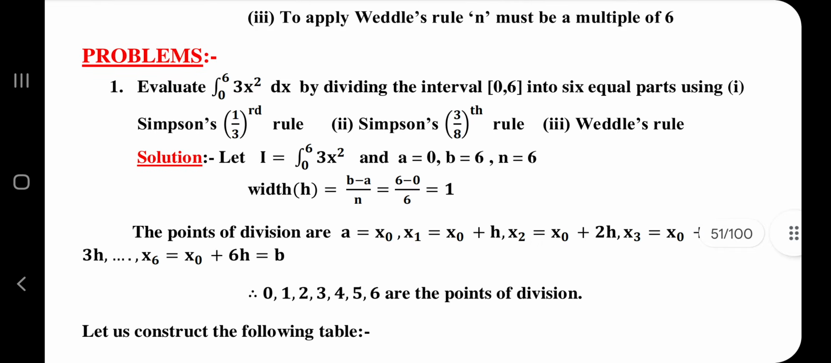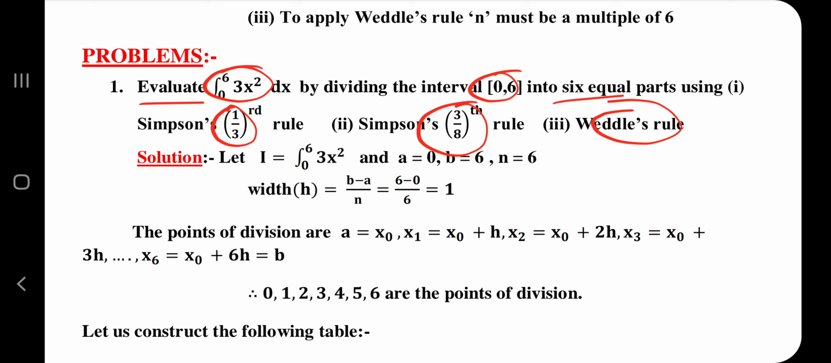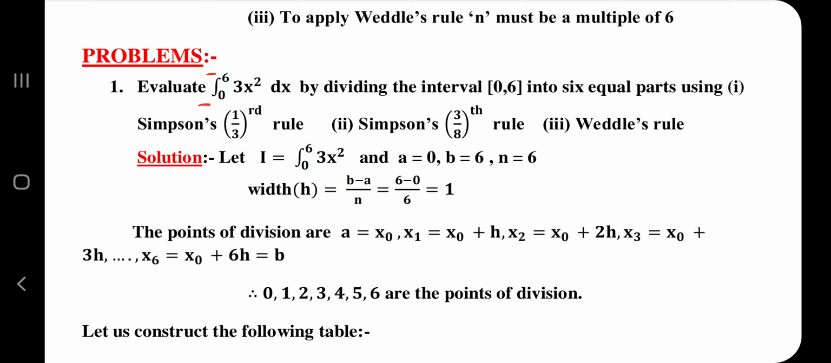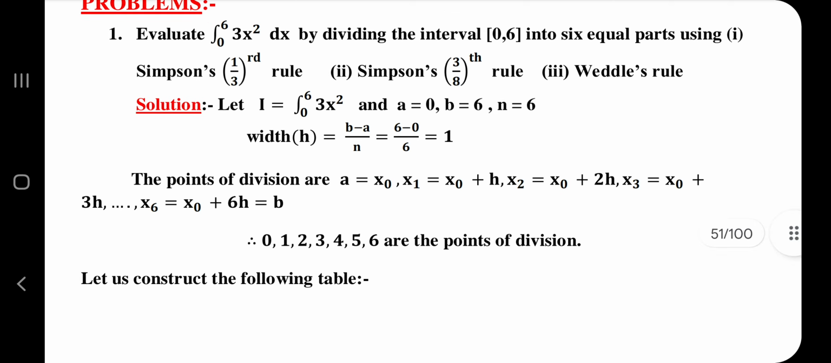So here the question is like the first question. This is the function given to us, and the interval is to be divided into 6 equal parts using this rule, this rule, and this rule. So the least and the highest values are taken as a equal to 0 and b equal to 6. N is 6 because we have to divide into 6 parts, and calculate the h value, b minus a by n, which will be equal to 1.